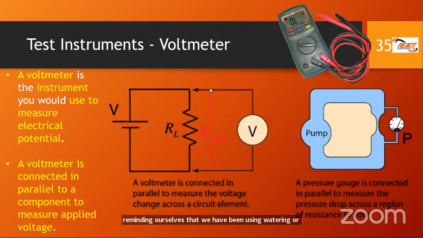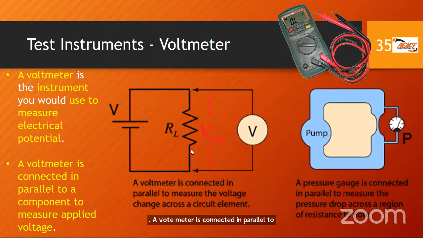But we also need to know when we are using a voltmeter, how do we connect it, whether it is in series or parallel. So we need to know the voltmeter is connected across the component that we are trying to measure the voltage of. It is also considered to be in parallel, and that's an exam question. A voltmeter is connected in parallel to a component to measure applied voltage.